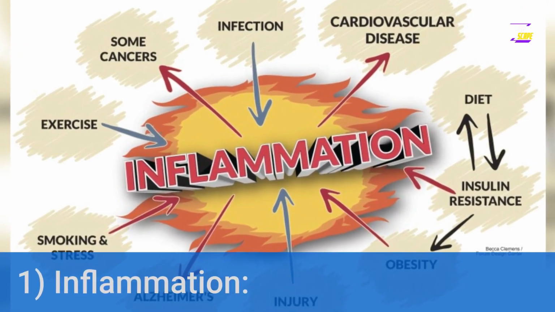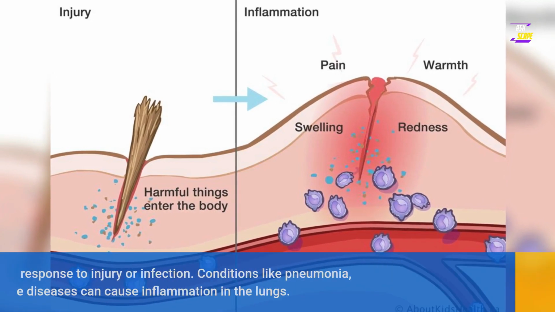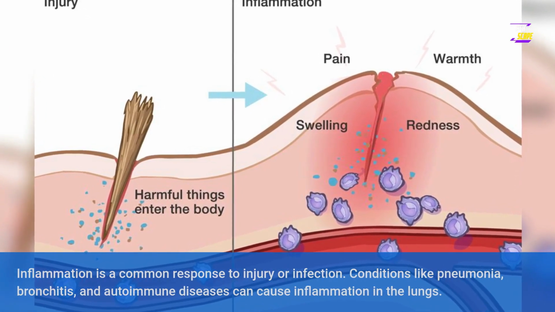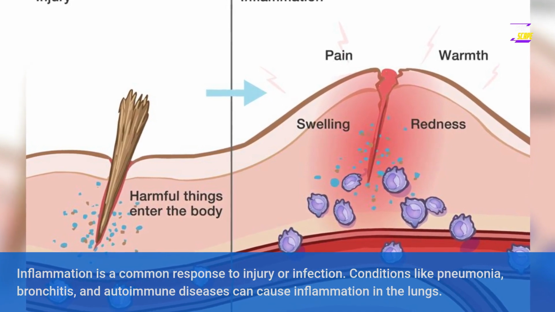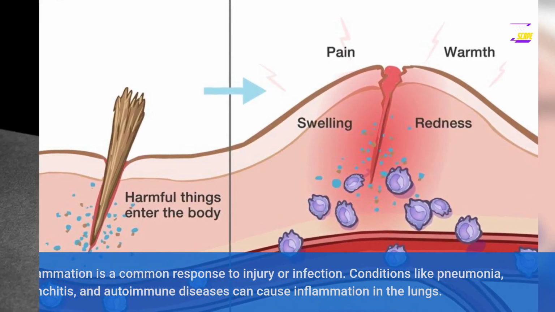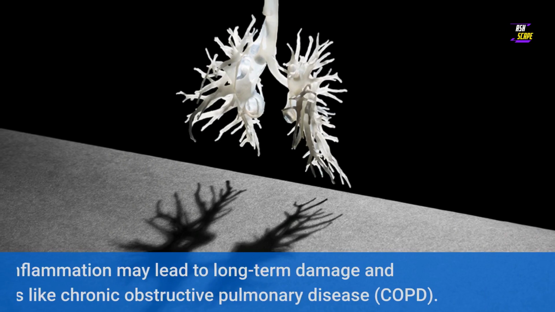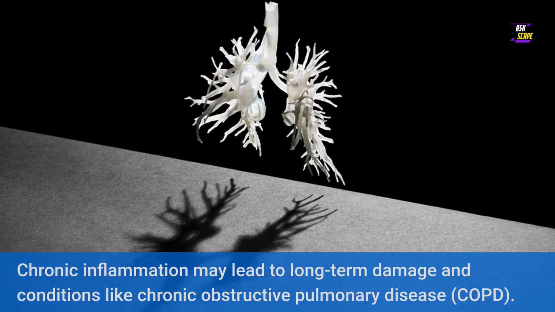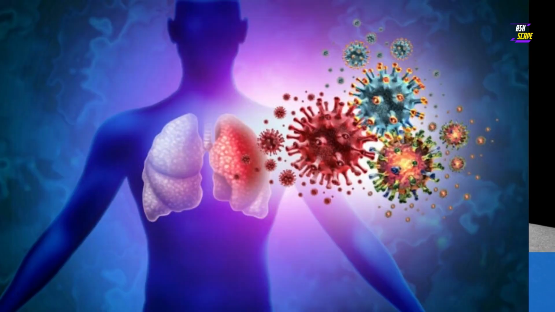1. Inflammation. Inflammation is a common response to injury or infection. Conditions like pneumonia, bronchitis, and autoimmune diseases can cause inflammation in the lungs. Chronic inflammation may lead to long-term damage in conditions like chronic obstructive pulmonary disease, COPD.